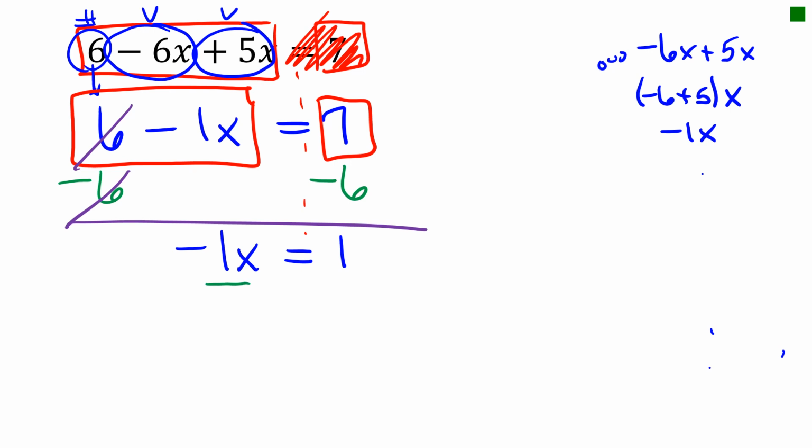I'm down to multiplication. Opposite of multiplication is division. I'm going to divide by negative 1. Do your check. The 1's cancel, the negatives cancel. All you have left is x, and 1 divided by negative 1 is negative 1.